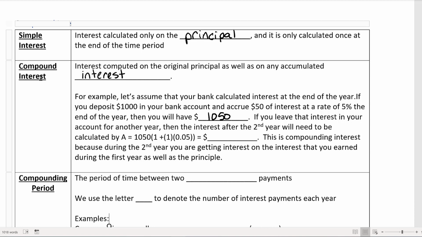So then the interest after the second year will need to be calculated by 1,050 times (1 plus 1 times 0.05) equals, and when you type that into the calculator, it turns out to be $1,102.50. This is the compounding interest because during the second year, not only are you getting interest on the $1,000 that you put in, but you're also getting the interest on that extra $50 that you earned the first year. So that's compounding interest. You earn interest on the interest that you've already accrued.